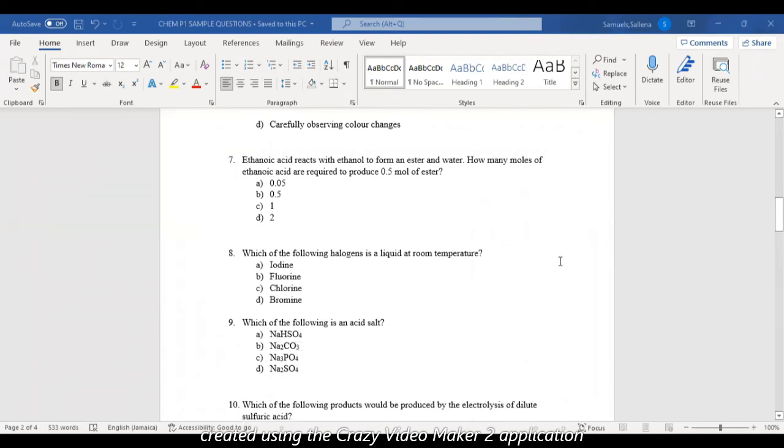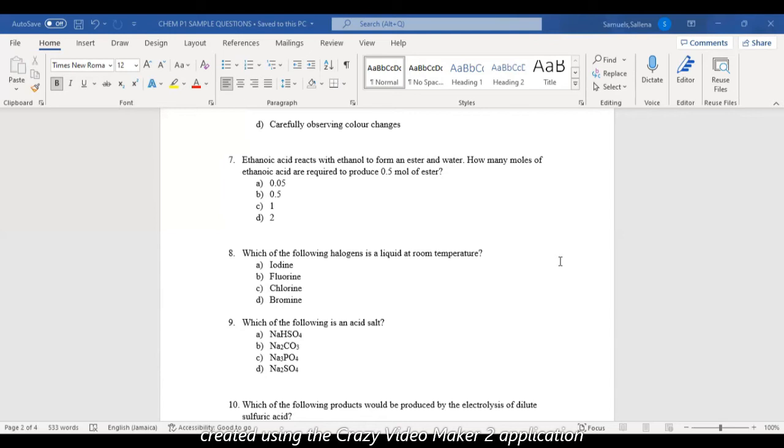Question 7. Ethanoic acid reacts with ethanol to form an ester and water. How many moles of ethanoic acid are required to produce 0.5 mole of ester? So for this question, it is best to write out the equation for the reaction. So you would have ethanoic acid reacting with ethanol to form the ester and water.